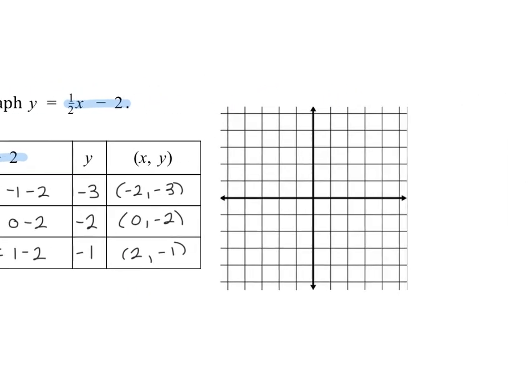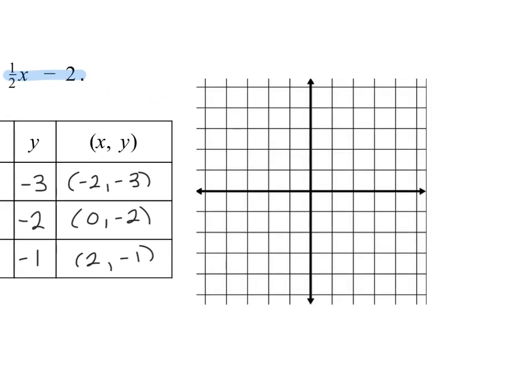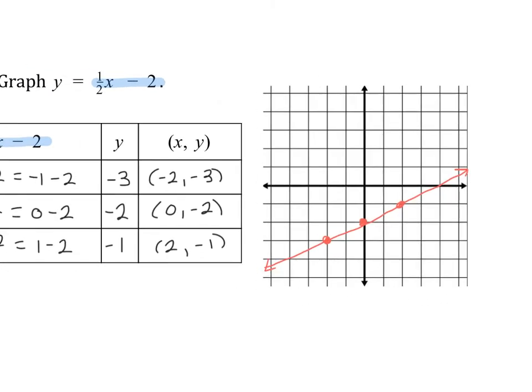So we can plot our coordinates on our xy axis. So we have negative 2, negative 3, 0, negative 2, and 2, negative 1. And we see that we end up with a nice straight line, which means that our answer is correct.